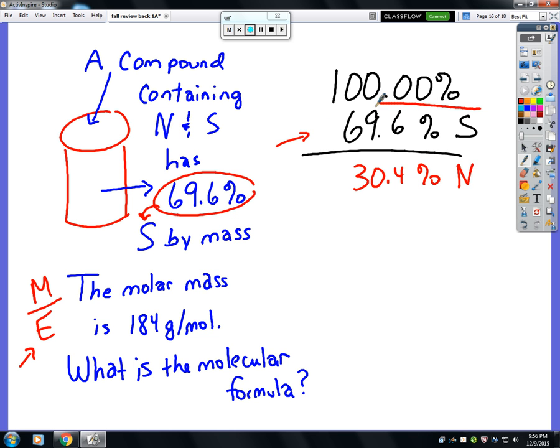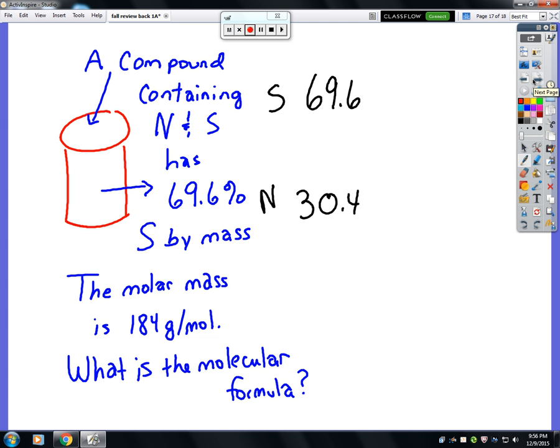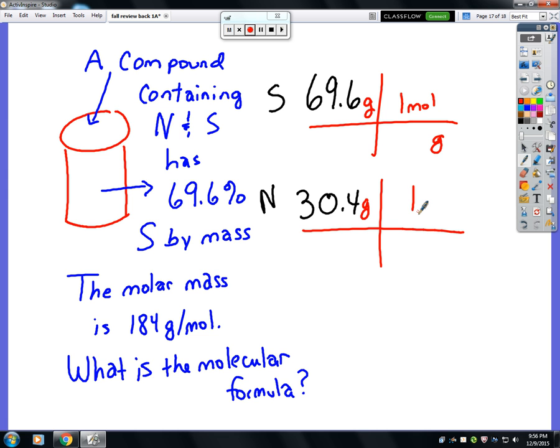So now that I have these two right here, I'm going to go ahead and do my problem. So I'm going to take 69.6 grams of sulfur, right, percent to grams, and 30.4 grams of nitrogen. Change grams to moles. All right, and nitrogen's mass on the periodic table is 14, and sulfur is 32.06. When I do my math, I get 2.17 and 2.17.